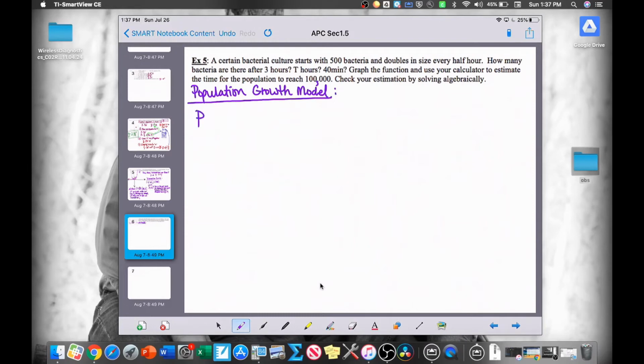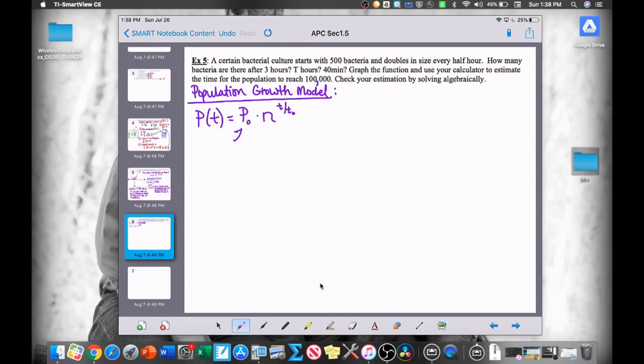So our population growth model looks something like this. It's okay if you don't remember it. I'm telling you right now what it is. P of t is equal to P naught times n to the t divided by t naught power. And I'm going to tell you what all of those things mean, don't worry.